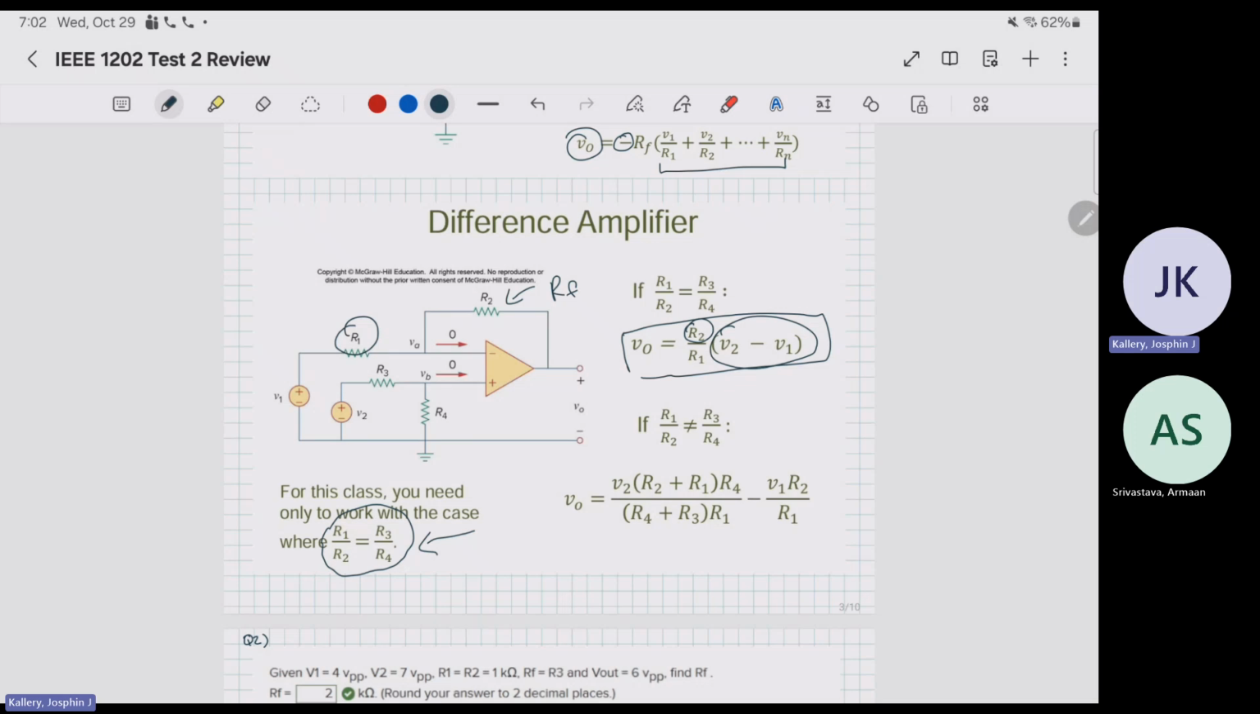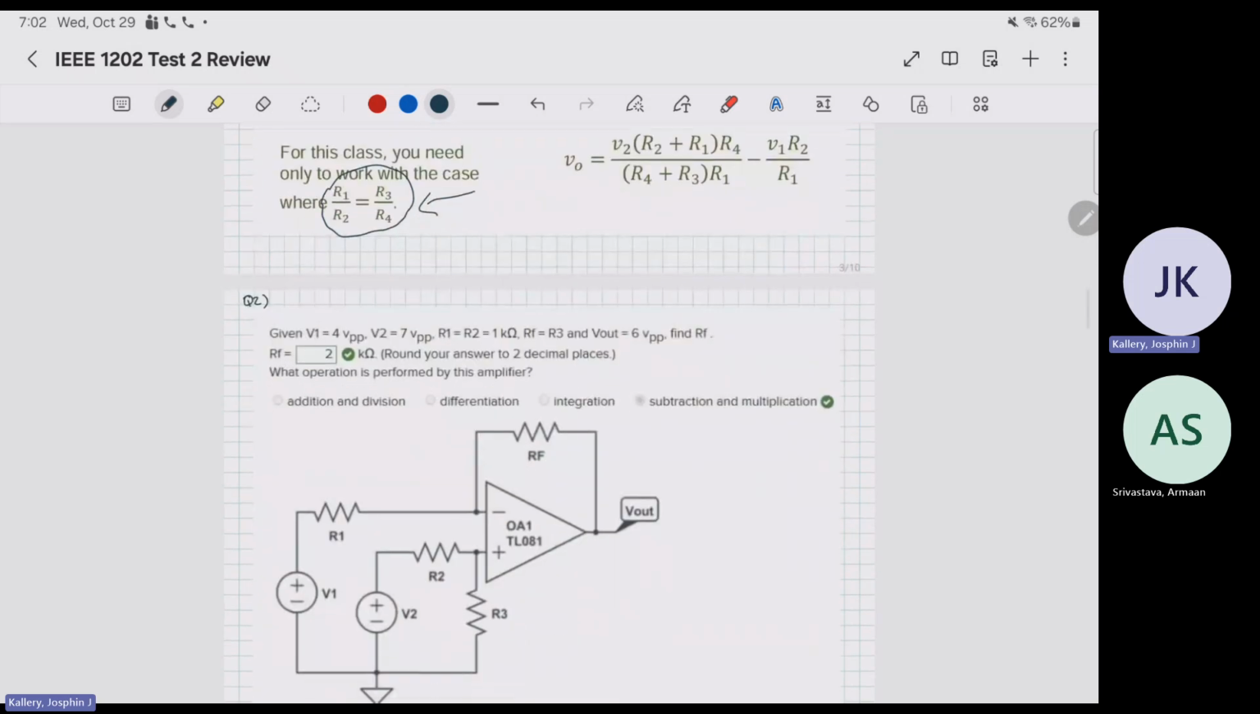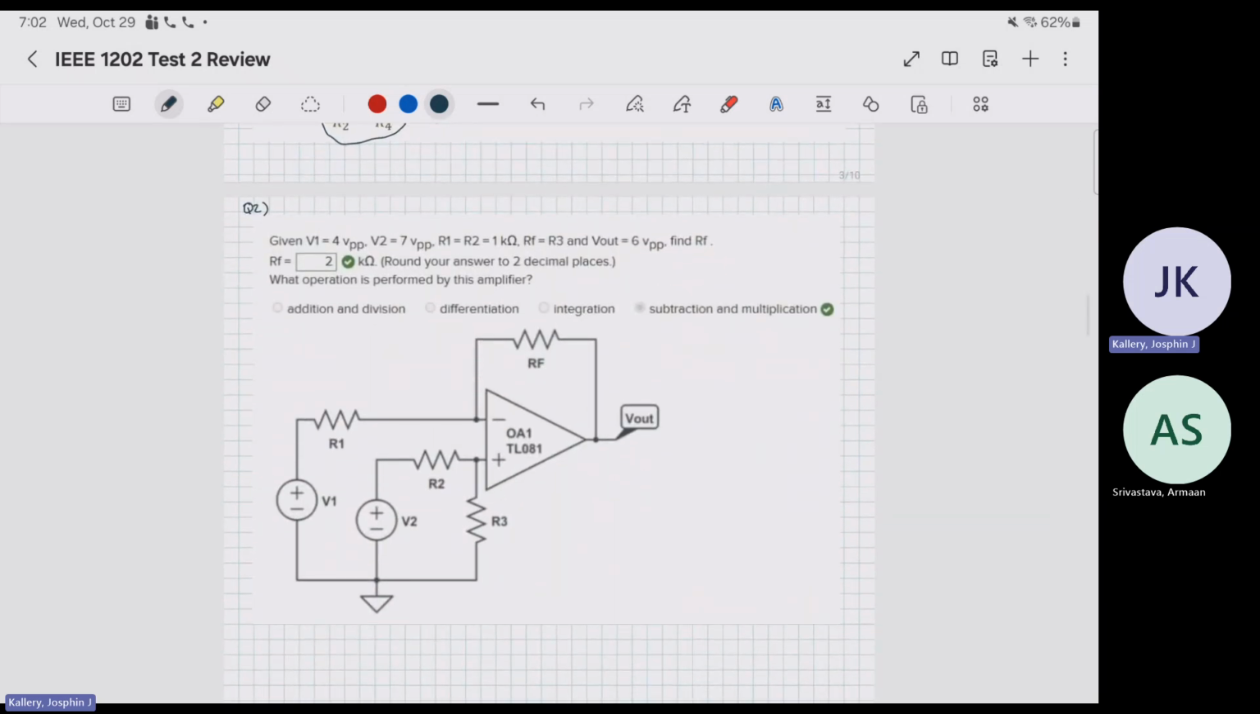So try to understand more about the placement. Just repeating it again, you're taking the feedback, dividing by R1 as the input, and then you multiply it by the difference of the voltages. And you don't have to worry about this for now.